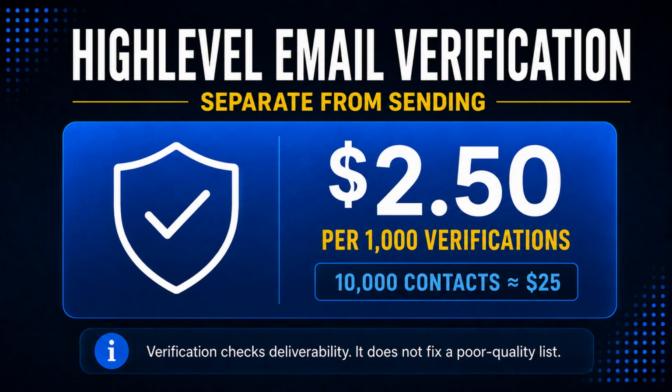The next cost people miss is email verification. Sending emails and verifying contacts are not the same thing. Verification checks whether addresses are likely to be valid before you send. HighLevel lists email verification at $2.50 per 1,000 verifications. So checking 10,000 contacts would cost around $25. But do not treat verification as a magic fix for a bad list. A poor quality list can still waste money if people do not open, reply, book or buy.